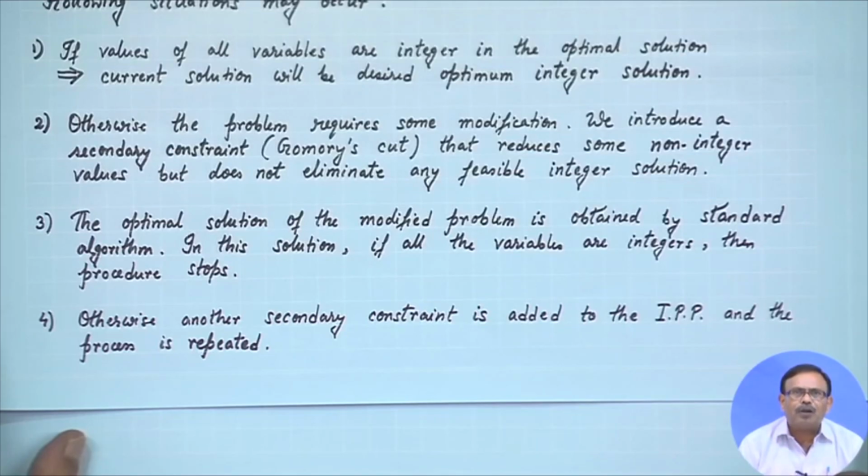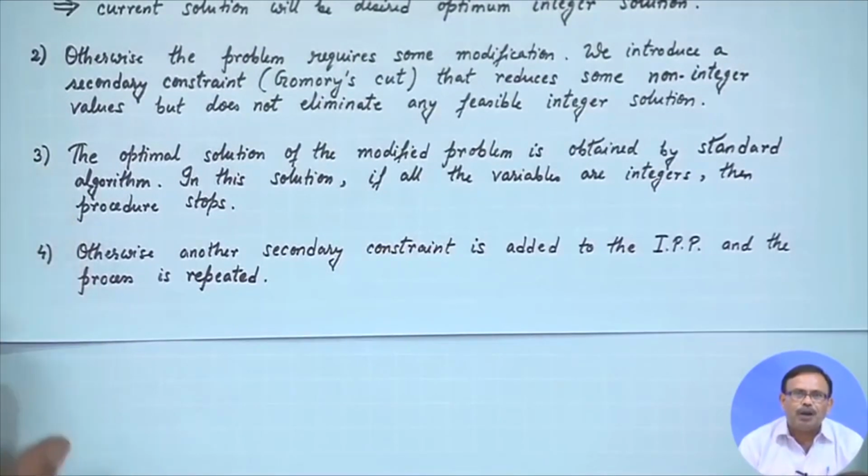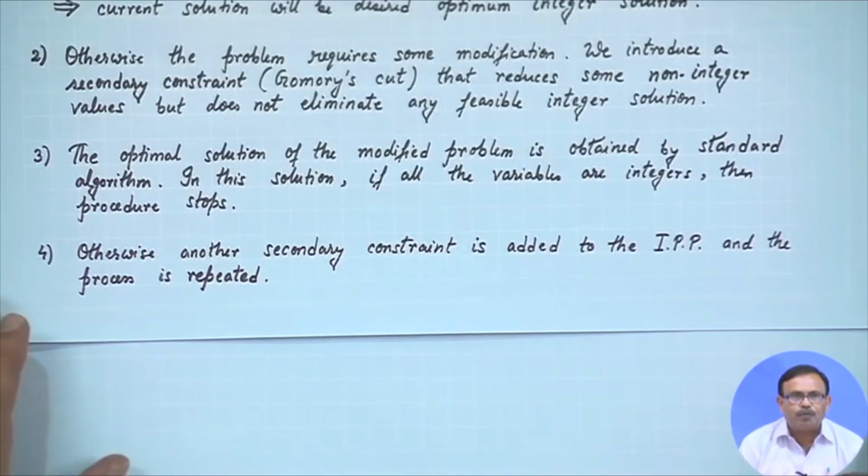So, we are introducing one constraint which is known as Gomory's constraint or Gomory's cut, which basically will remove some non-integer values, but it will not affect the already integer solutions which are feasible. The third step is that the optimal solution of the modified problem is obtained by the standard algorithm. In this solution, if all the variables are integers, then your procedure stops here.